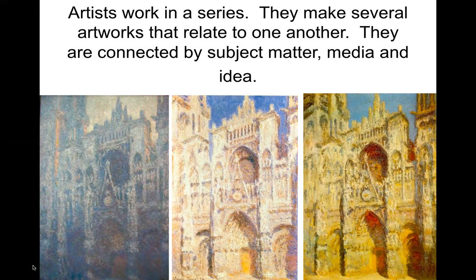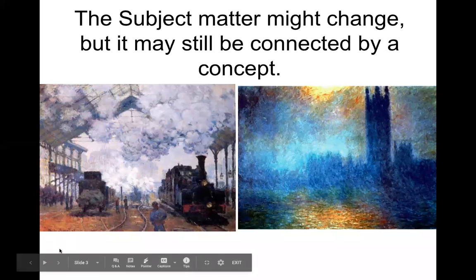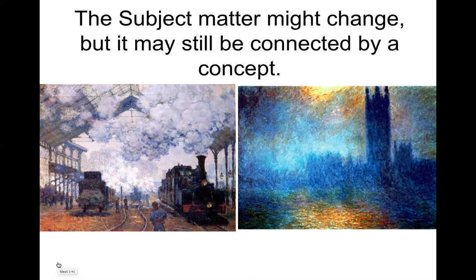But what he was really interested in was that these are all of the Rouen Cathedral. And in this church, he's always exploring lighting, right? So looking at different times of day and how that light or the weather might affect the way we perceive color. So even though the subject matter might change, Monet's always thinking about color, time of day, atmosphere.